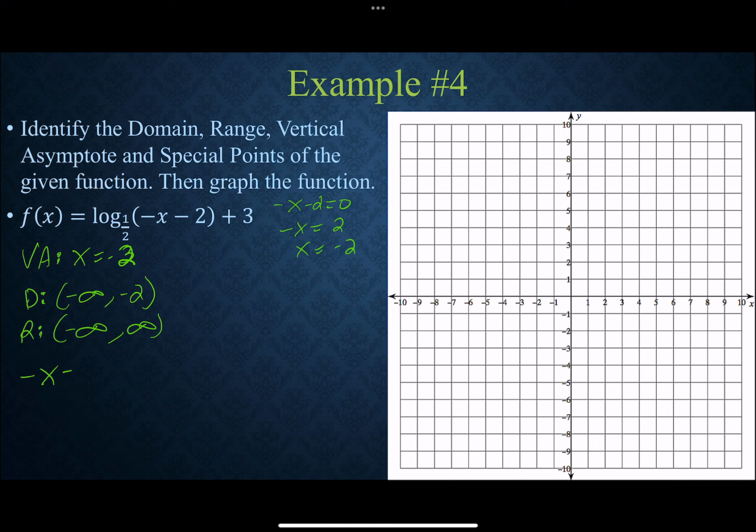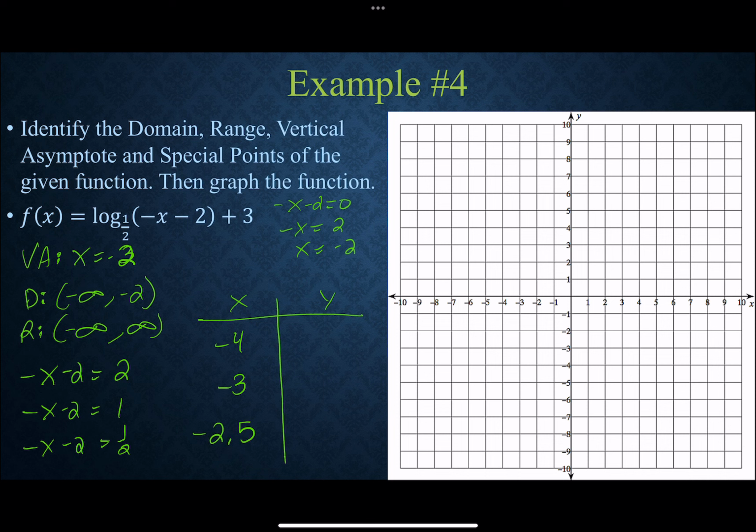For the 3 points, it's negative x minus 2 equals 2, the reciprocal of the base. Negative x minus 2 equal to 1, and negative x minus 2 equal to 1/2, the base itself. So we would get negative 4, negative 3, and negative 2.5.